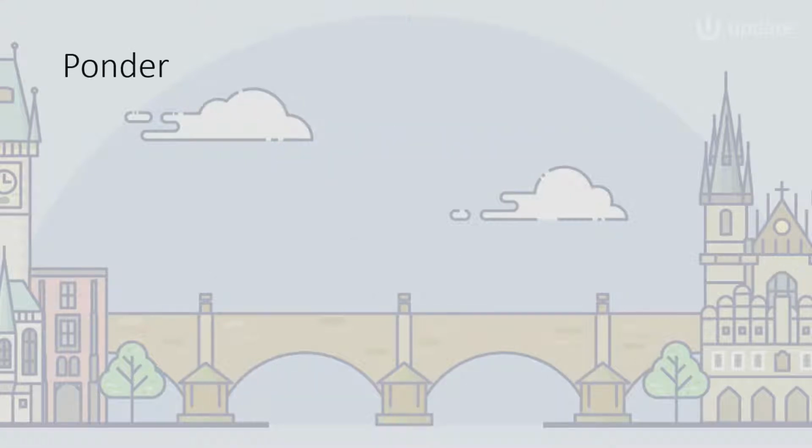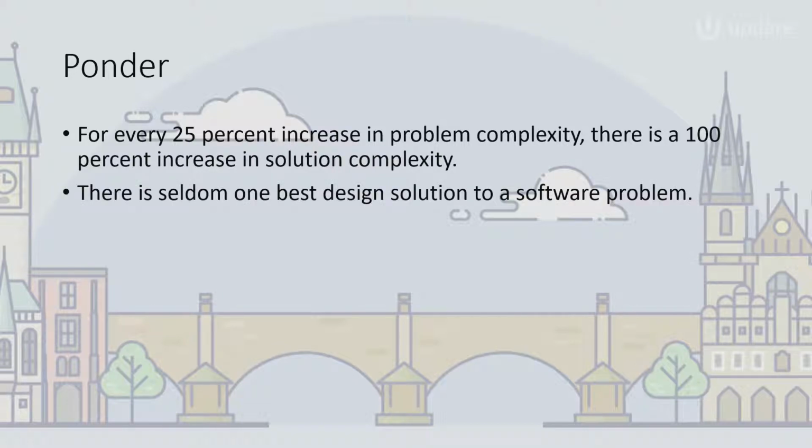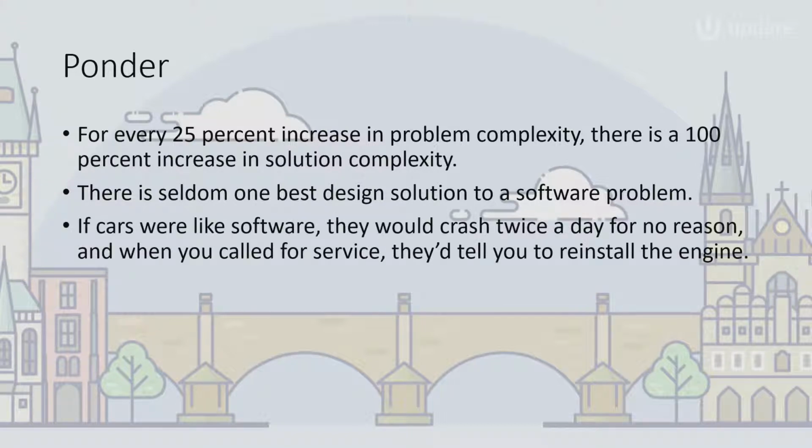So have you ever pondered, basically, every 25% increase in problem complexity, there's actually a 100% increase in solution complexity. So let's say you have a simple module over here, there's a complexity added to it of 25%, but the overall solution actually gets a 100% increase in complexity. There's seldom really one solution that fits all in designs. You cannot actually solve every problem with a single design. There's a variation of it. There's no one size fits all.